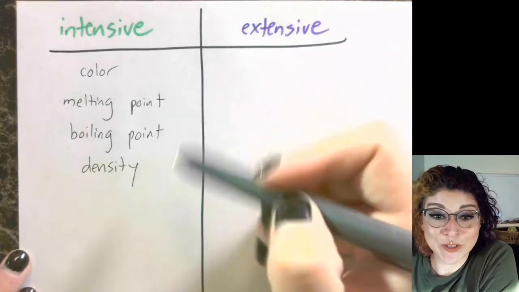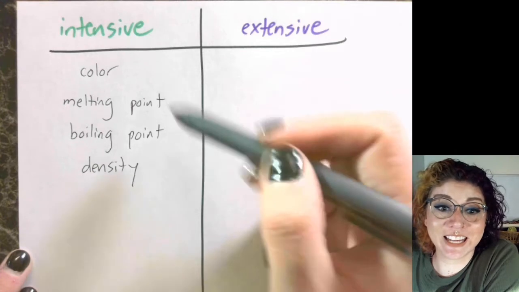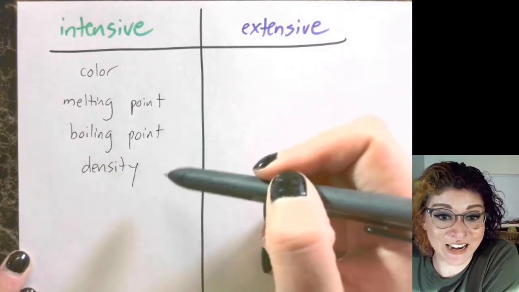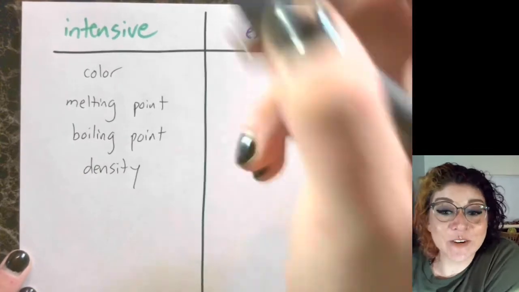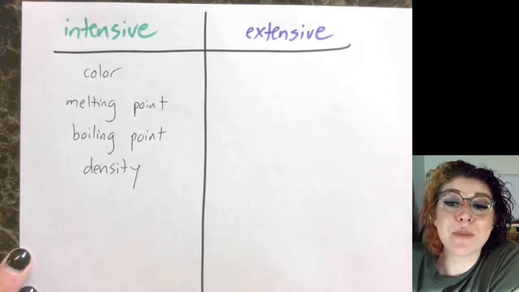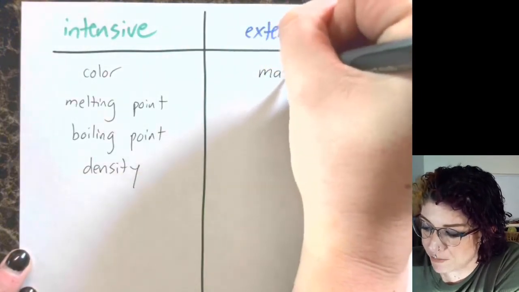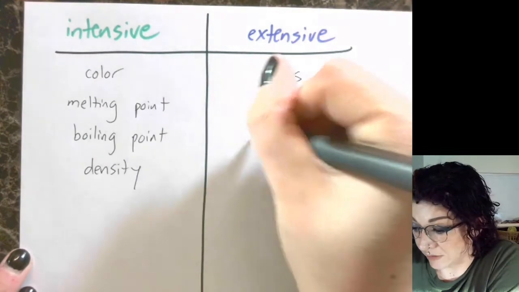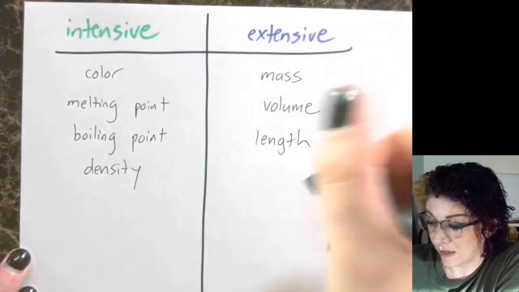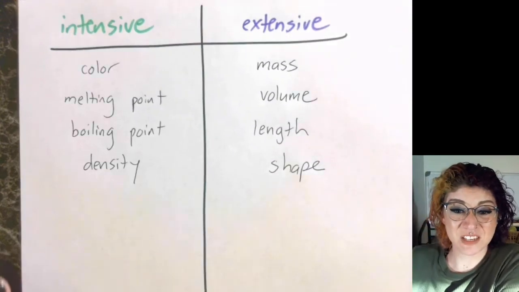So we're talking more in terms of properties for chemicals that we would talk about. I'm not going to melt my dog and find his melting point. For extensive properties, these depend on how much you have. This includes things like mass and volume and length and even shape. Sometimes the more you have can change the shape of something.